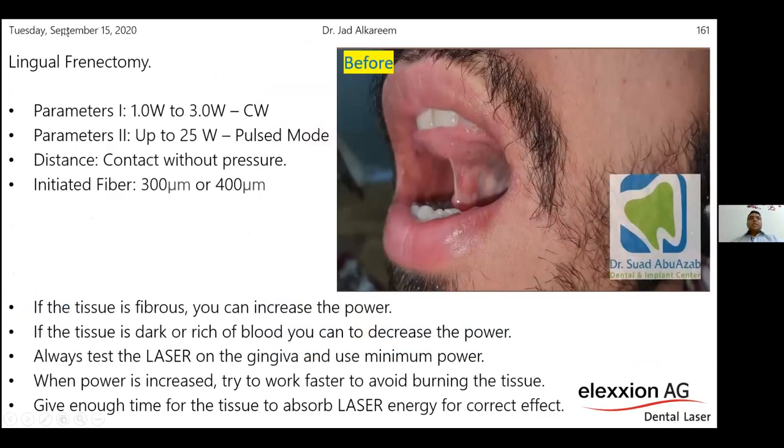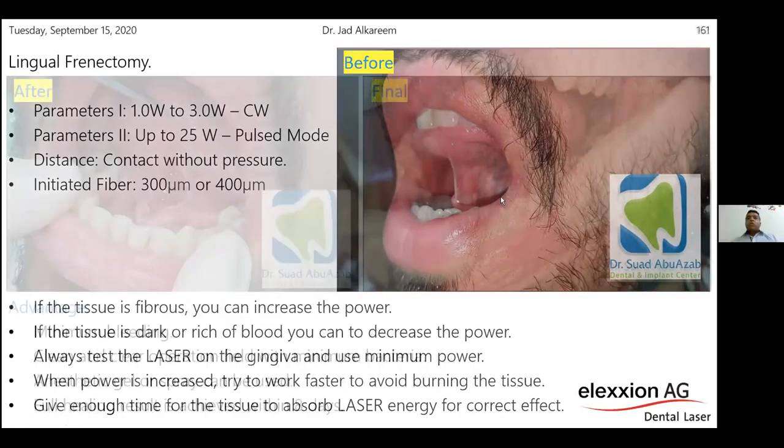Here is another case of lingual frenectomy for an adult patient. This case was supposed to be done when the patient was young, but unfortunately he did it when he's an adult. So the parameters are also 1 watt, up to 3 watt continuously, and up to 25 watt in a pulsed mode.